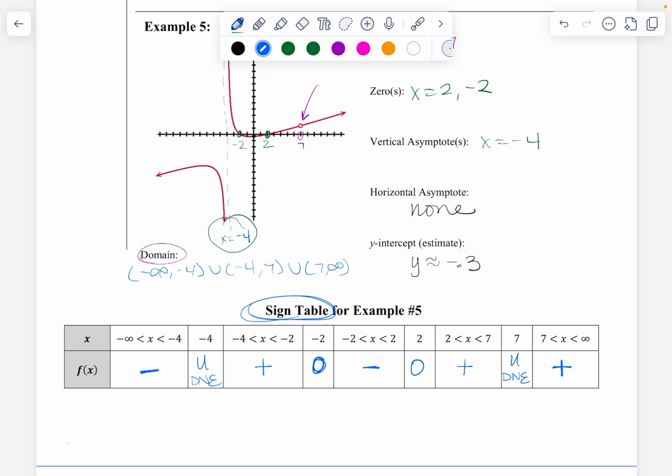I will show you the application of how to do this. I want you to start thinking about that, processing that there's some information that we need to see on a sign table like this.